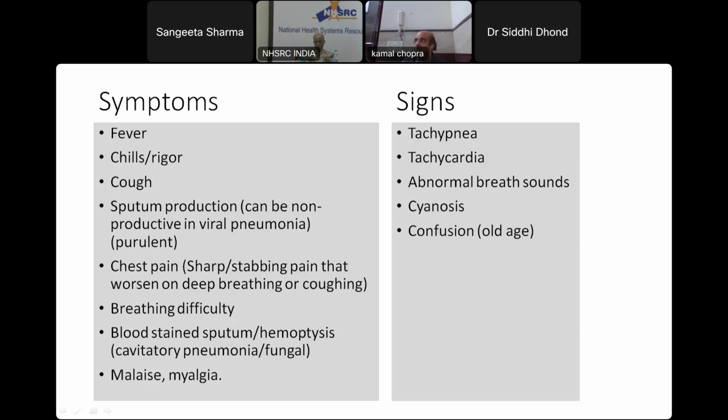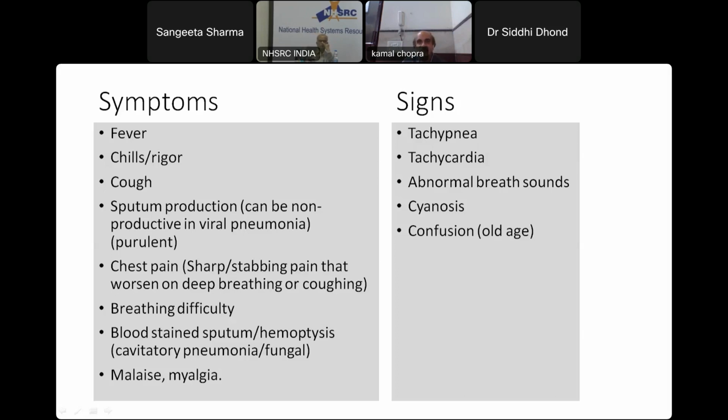This is because of the involvement of overlying pleura, and whenever the patient coughs or speaks loudly, there is rubbing between the visceral and parietal pleura leading to pain. Breathing difficulty is there. Blood-stained sputum or hemoptysis can be there whenever there is a cavitary pneumonia or in fungal pneumonia, very common. Malaise and myalgia may be systemic symptoms because of the bacterial infection.